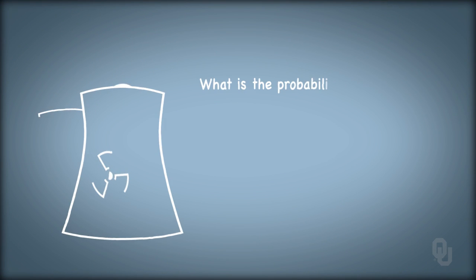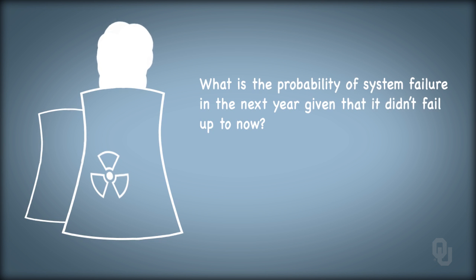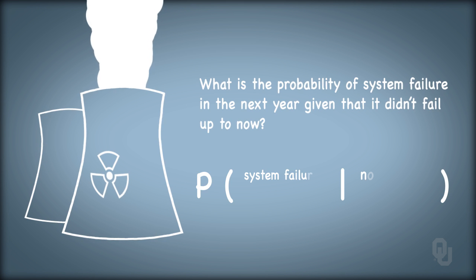For example, what is the probability of system failure in the next year given that it didn't fail up till now? Not witnessing a failure previously may affect the probability that failure occurs this year, and such a probability would be described with a conditional probability. The probability of a system failure in general may be different than the probability of a failure if we haven't seen a failure before.